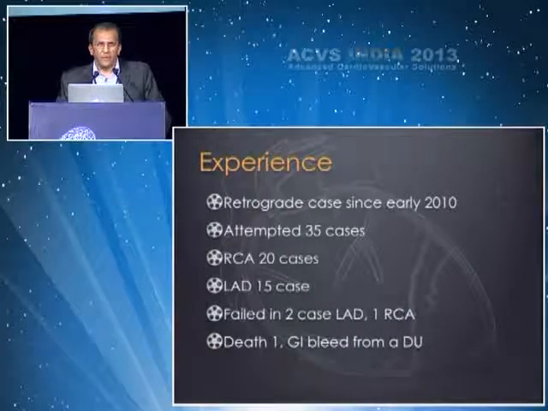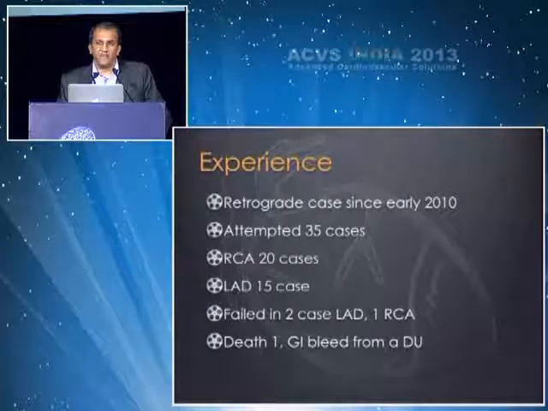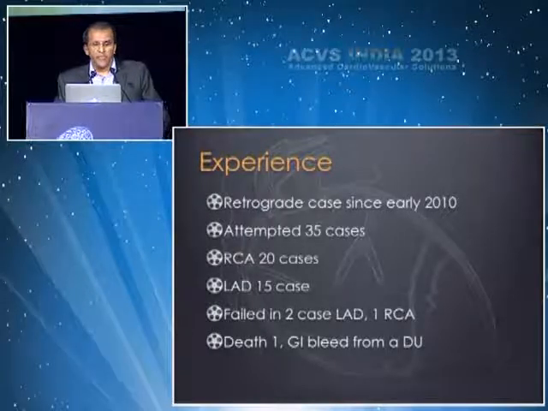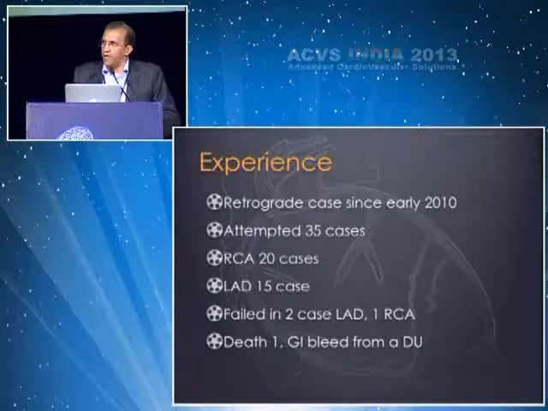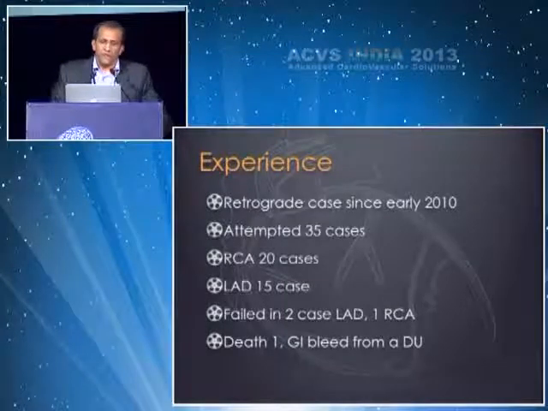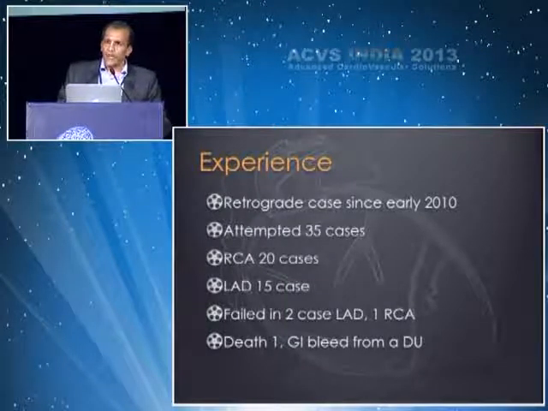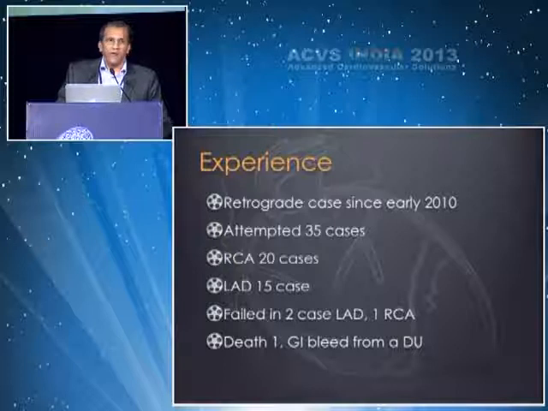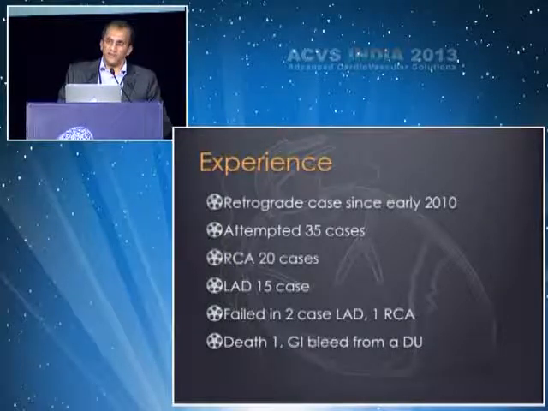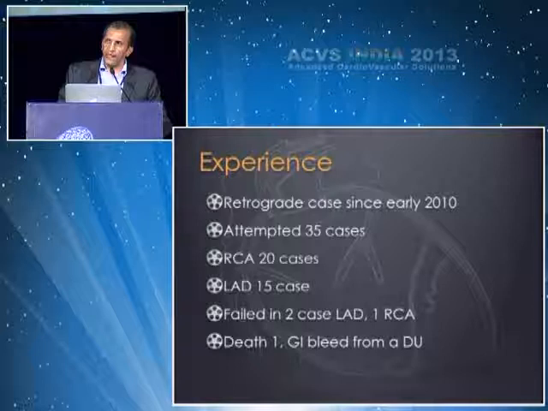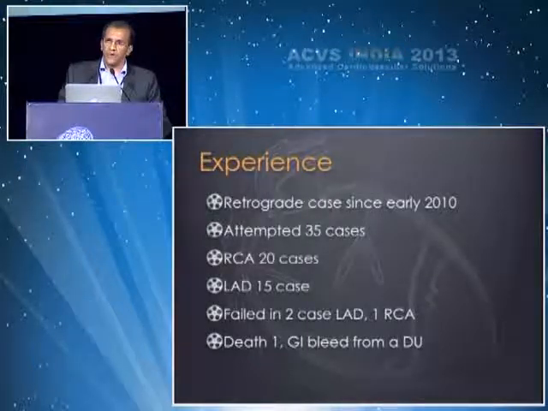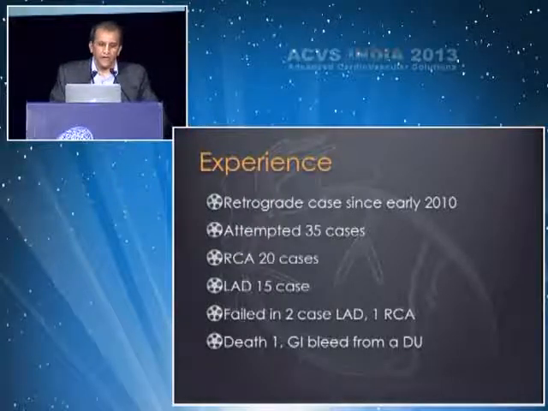Our experience comes from 2009, 2010 onwards. We've attempted 35 retrograde cases, 20 of them in the right coronary artery, 15 in the LAD. We've failed in 2 cases in the LAD, 1 in the RCA. We've had one death after we completed the procedure, in the first 48 hours, from a perforated duodenal ulcer with massive hemorrhage and aspiration of heme.